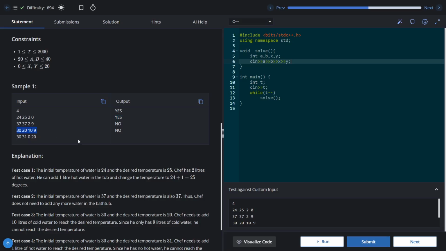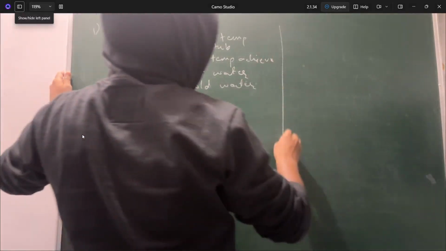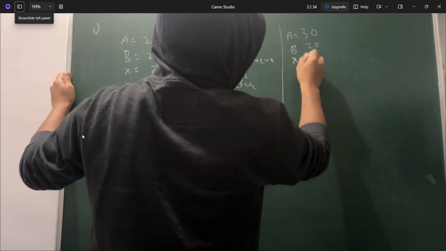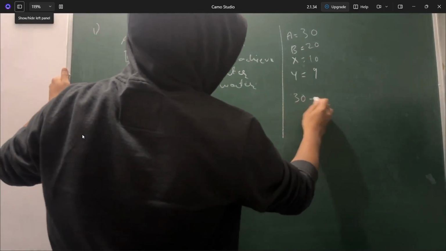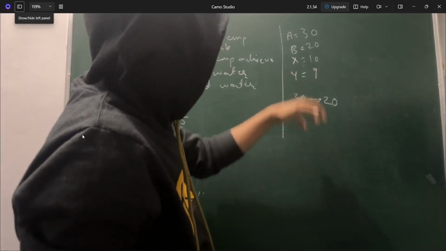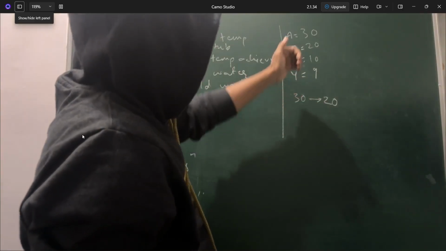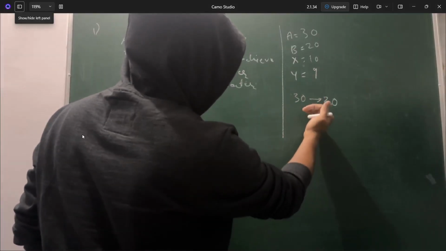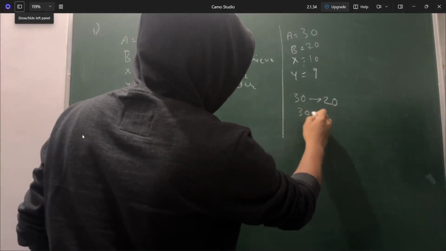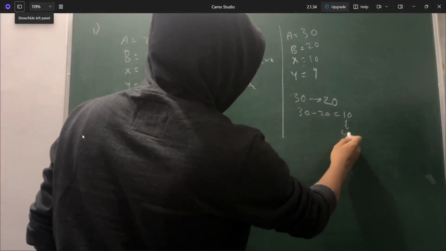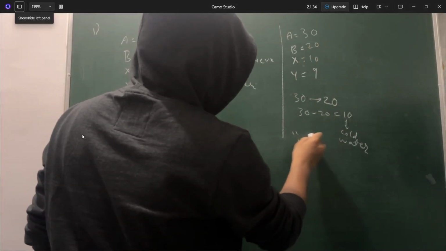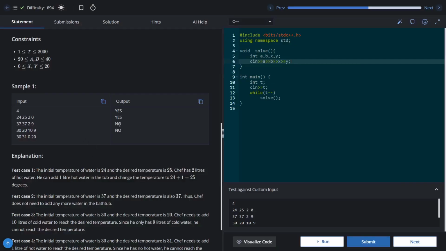Now let's understand this one. 30, 20, 10, 9. This is X and this is Y. So initially temperature is 30, now chef wants to achieve temperature 20, which means temperature should decrease, and in order to decrease temperature you will be using cold water, because cold water decreases temperature. So how many liters of water do you need to make 20? 1 liter of water will make 1 degree less temperature. So if you take 30 minus 20, which is 10, you need 10 liters of cold water. But you don't have 10 liters of cold water, you have only 9 liters. So in this case, you will not be able to achieve temperature 20, and you will have to print no. So next we have 30, 31, 0, 20.